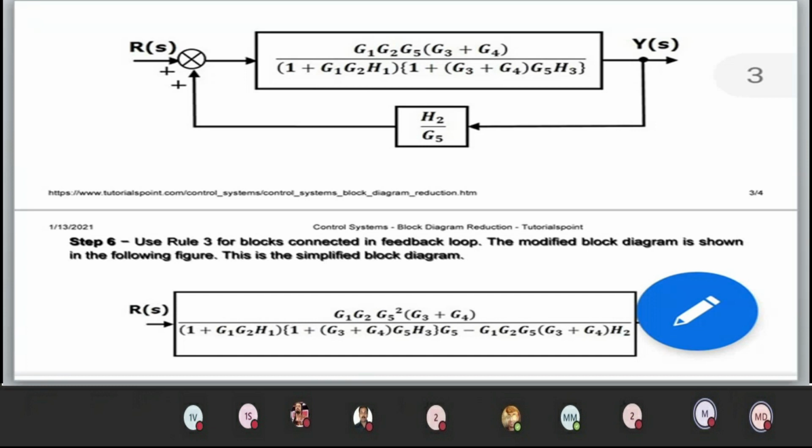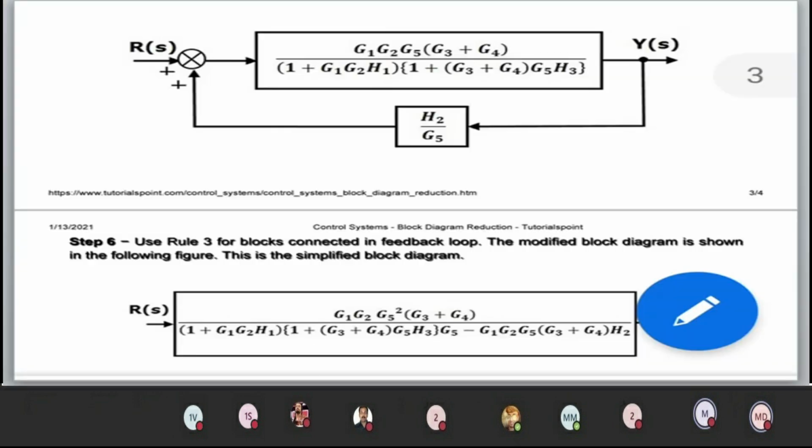Okay, so once again, I'm saying the most important rules are: if 2 blocks are connected in cascade, simplify. Then check whether 2 blocks are in parallel, simplify. Then check if the block has a feedback loop, erase it. Finally, use the rules for summing point or nodal point only if it is necessary, because it involves adding or subtracting certain terms as well as certain blocks. So you need to be cautious and alert.